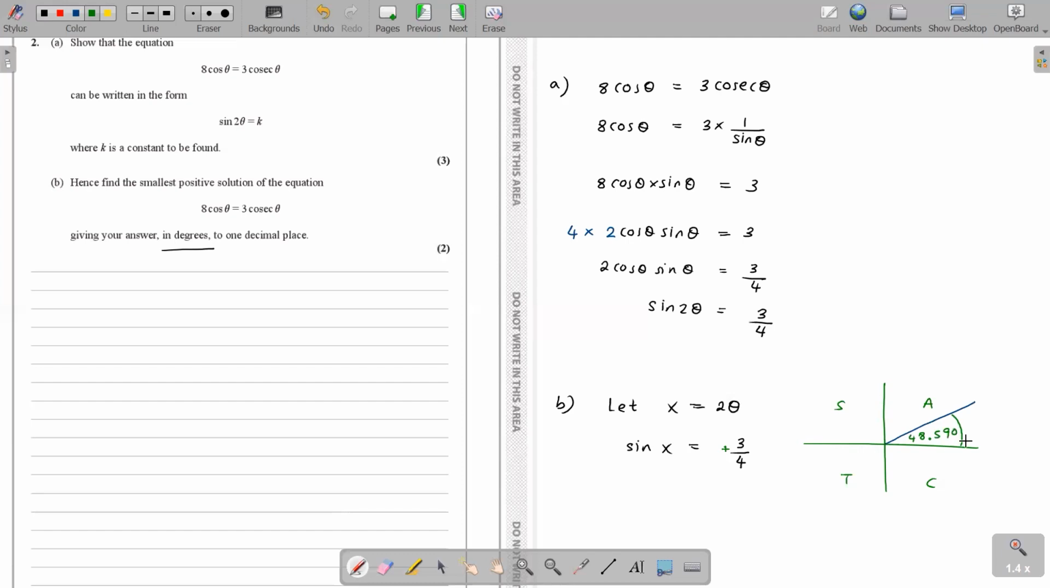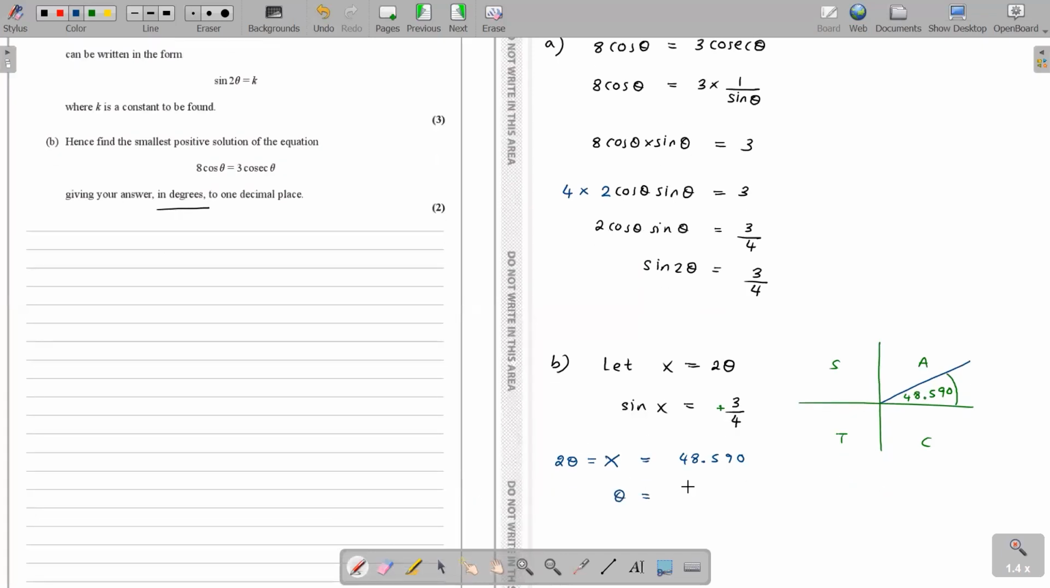48.590. Type this in the calculator: sine inverse 3 over 4. So that means I want only the very first answer. This is the smallest positive answer I get for x, 48.590. Who is x now? x is 2 theta, which means what's our theta value? 48.590 divided by 2. What do we get then? 24.3 when you round it off to 1 dp. Okay, is that clear?